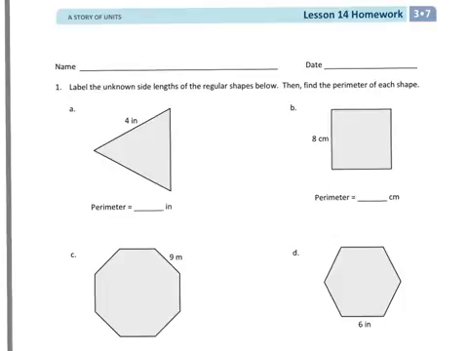Hello everyone, this is grade 3, module 7, lesson 14 homework. The directions state, label the unknown side lengths of the regular shapes below. That's a big one, regular shapes. Then find the perimeter of each.